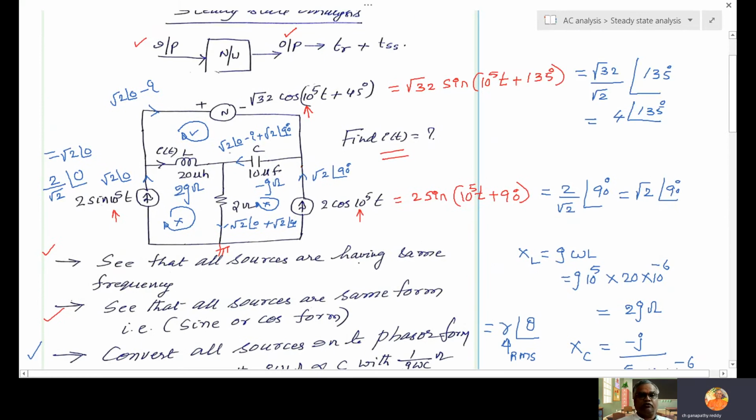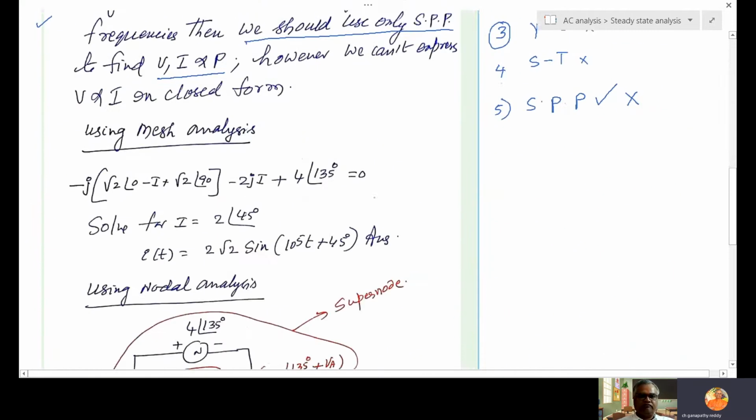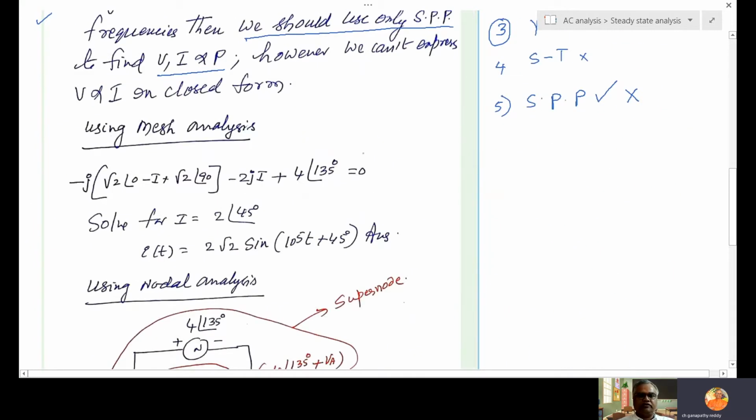What is the current here? √2∠0 minus I plus √2∠90. That is multiplied with minus j. And here minus 2j into I, whereas here 4∠135. So this is the mesh equation equal to 0. And using the calculator, solve for I. Here it is small i.